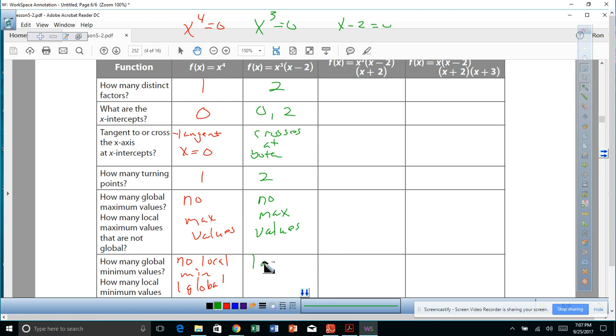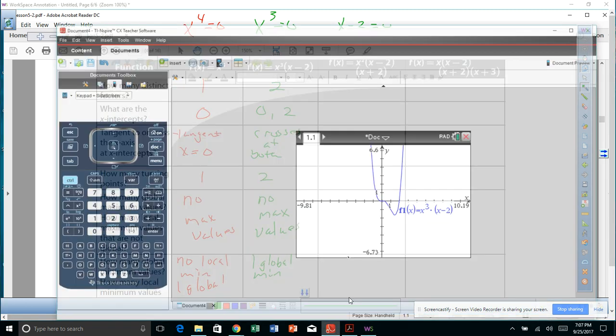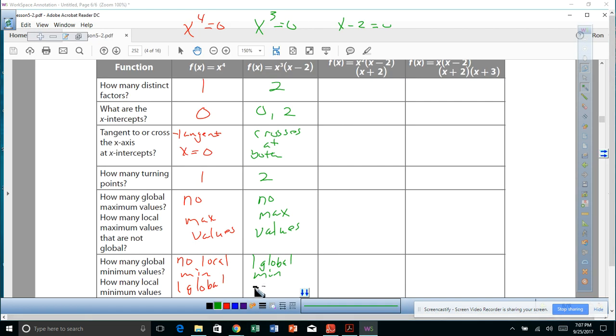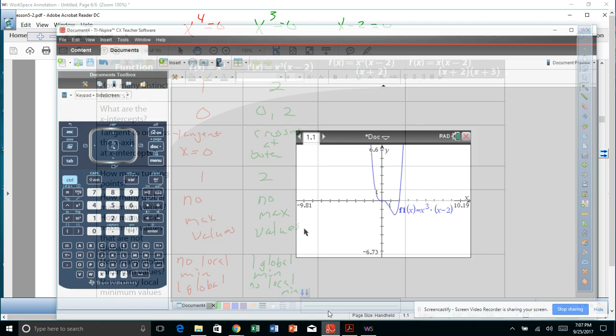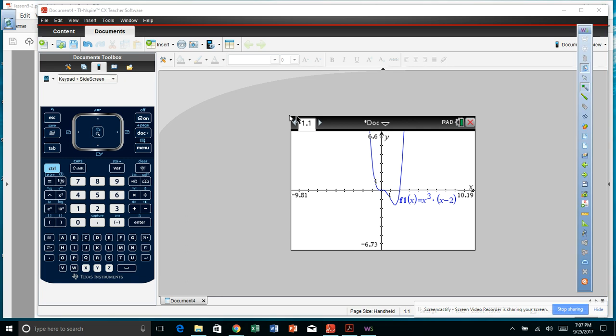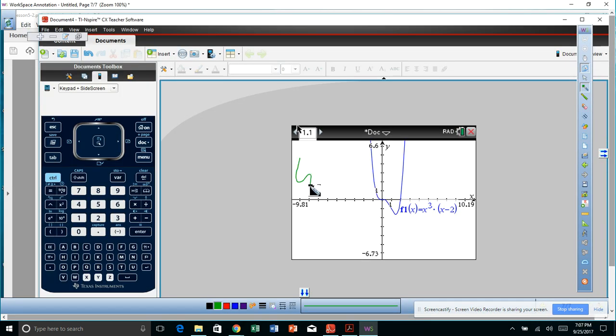There's 1 global min, and that's right there. And it doesn't matter what it is. And then no local min. The reason why it's global is because it never goes past that spot again. Now, maybe if you had something that did like this, like that, that would be a local min, and that would be a global min. Okay.